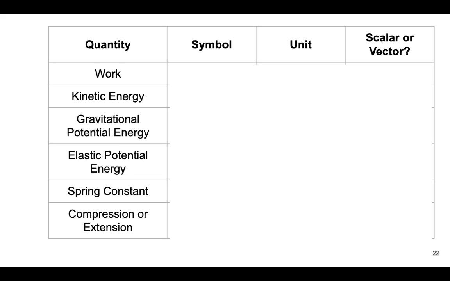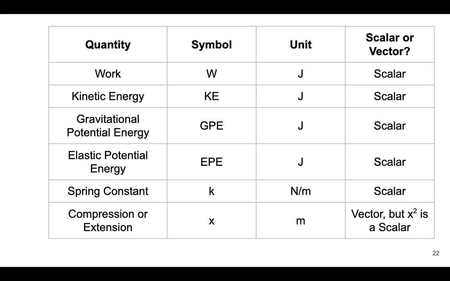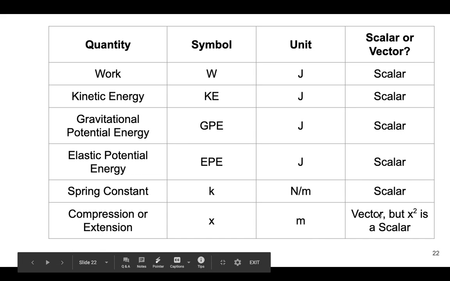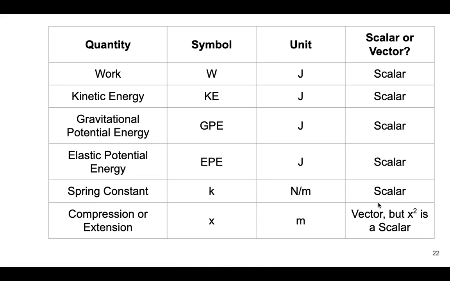It doesn't have direction. And finally, you get to compression or extension. So your symbol for compression or extension is X. Its unit is going to be meters. It is a distance. If you try to picture it, show it to yourself with your hands. What does compression look like? You should be indicating some kind of distance that you could measure in meters. Is it a scalar or a vector? Trick question. Because compression or extension is actually a vector, but when you square it, you get a scalar.